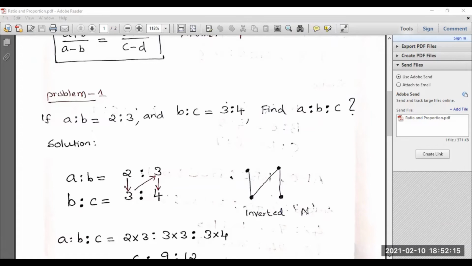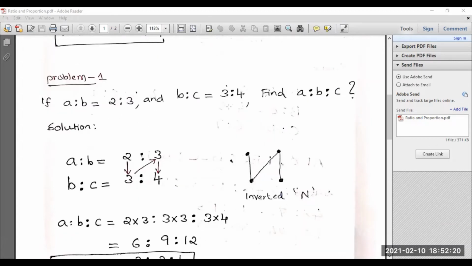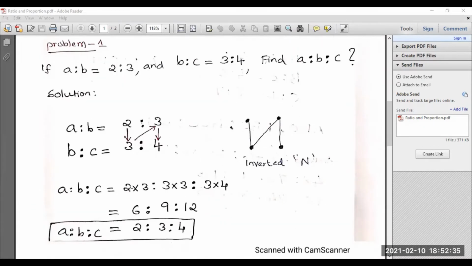You remember the inverted N shape. Now I need to calculate A is to B is to C. For that purpose, you can remember the inverted N shape. That means 2 into 3 is to 3 into 3 is to 3 into 4. Likewise, 2 into 3 is nothing but 6, 3 into 3 is nothing but 9, 3 into 4 is nothing but 12.